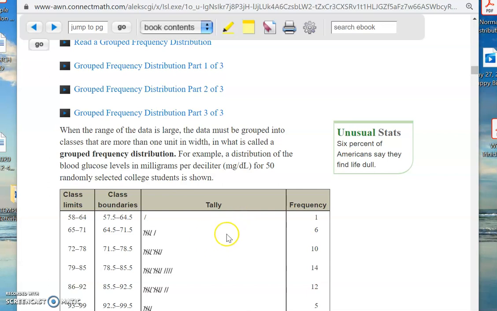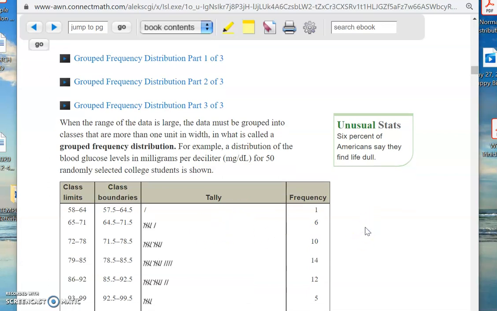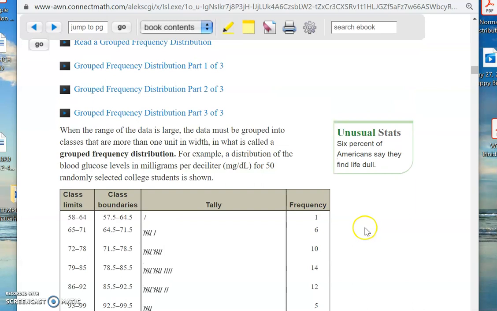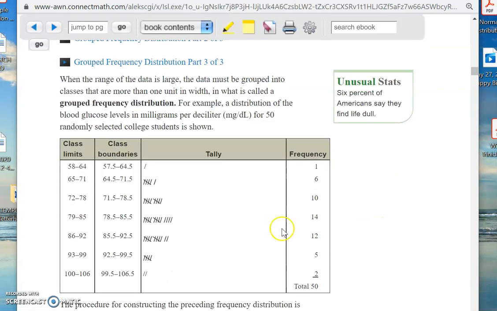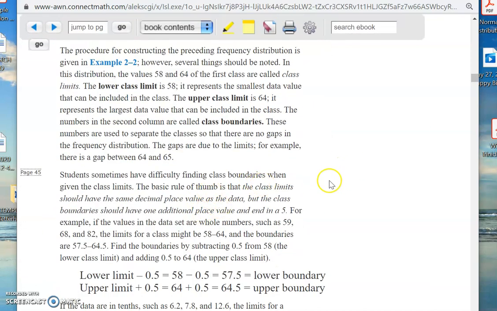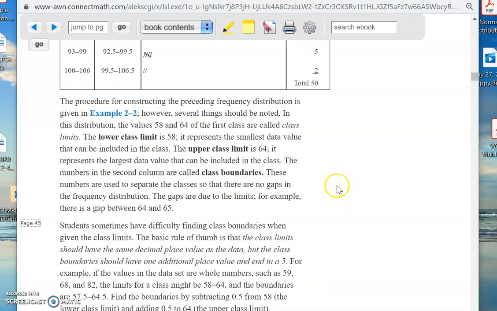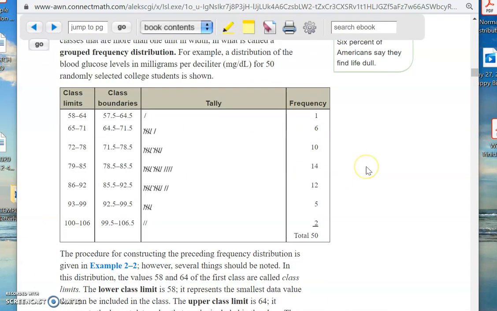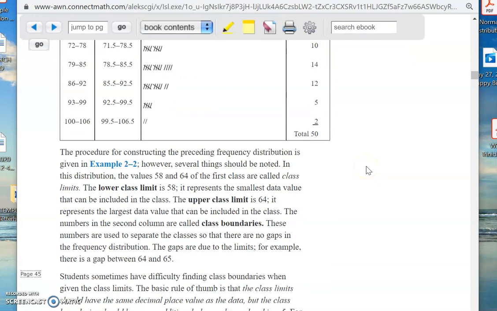Okay, where we left off, I was fumbling around with this table, and what I was trying to explain to you is that we have class limits and we have class boundaries, and it's very confusing which one is which. I think it's pretty much explained in this first paragraph, where he talks about what the class limits are, and then he talks about the class boundaries.